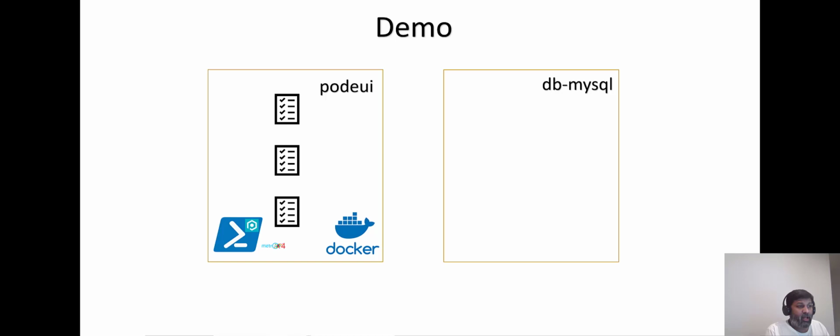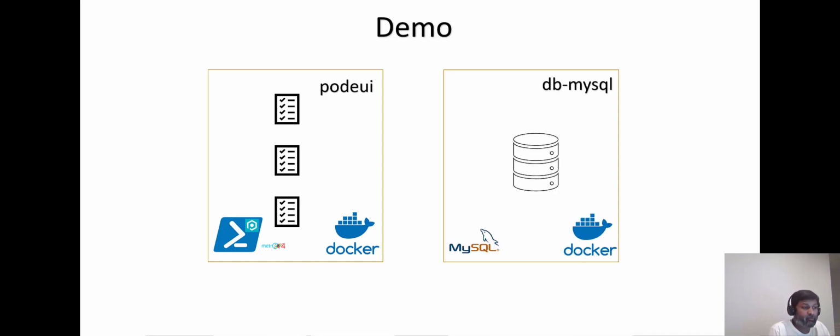Once that's done, I'm going to build another Docker container, name it as DB MySQL. That is going to have my database and a table. MySQL, as I said, is again a Docker container. The pod UI, I'm going to build locally, and then I'm going to run everything locally on my Windows box. I'm not going to host it on the cloud for now, but I have it in my plan.